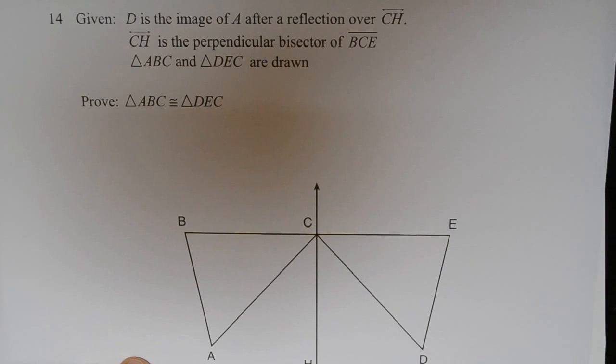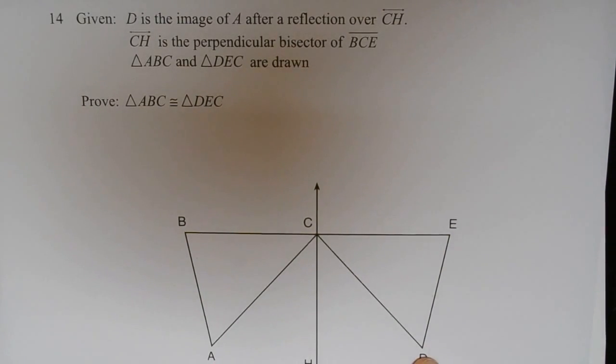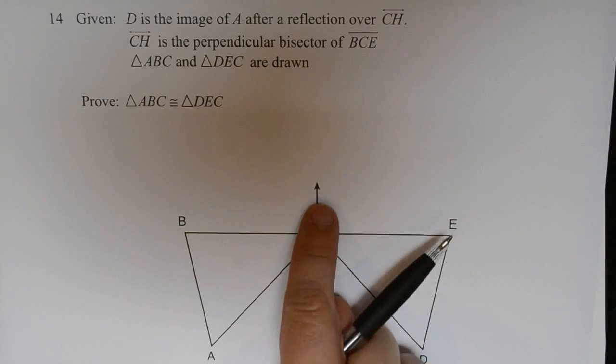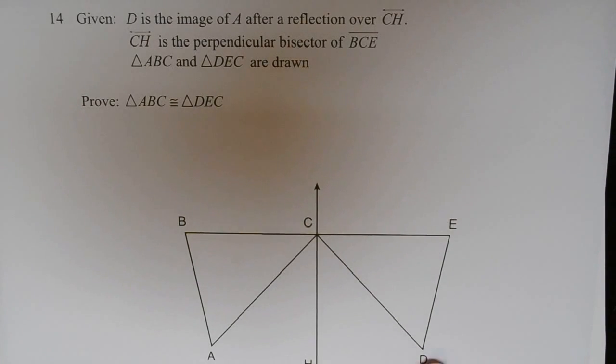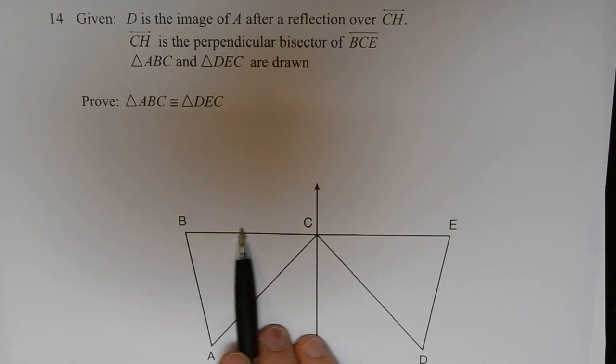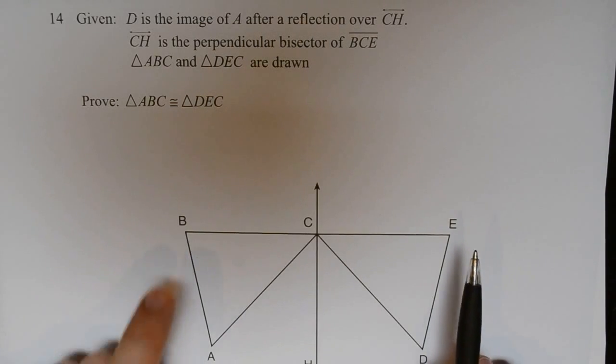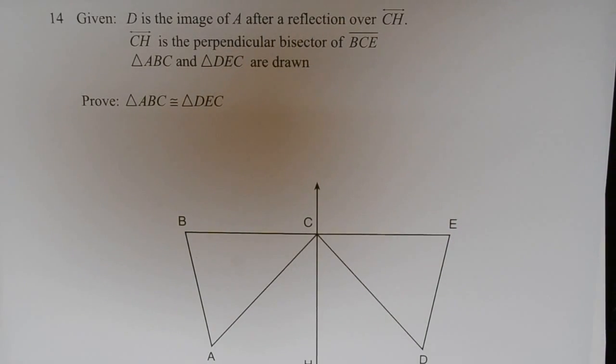Now that tells me a couple of things. One thing it tells me is that CH is the perpendicular bisector of AD. Remember, the line of reflection is the perpendicular bisector of the pre-image and the image. CH is the perpendicular bisector of BCE. Okay, great. So now I know BCE is also perpendicularly bisected here, which means that B is going to map onto E if I reflect, right? Triangle ABC and DEC are drawn. Yes, they are. Prove that they're congruent.